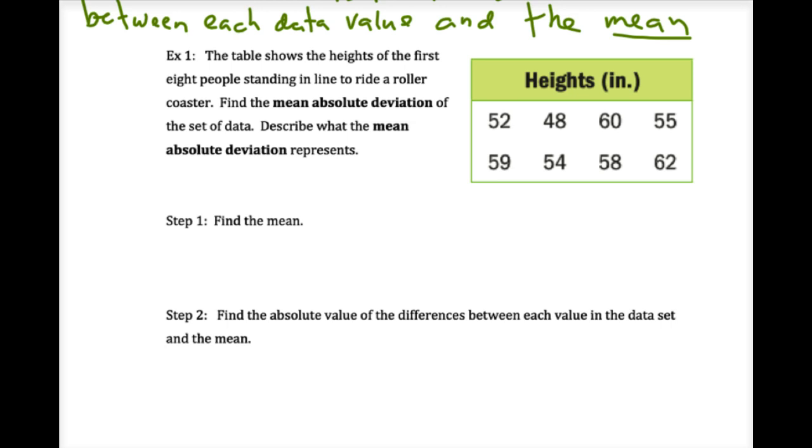The table shows the heights of the first 8 people standing in line to ride a roller coaster. We're going to find the mean absolute deviation for this set of data, and then we're going to describe what it actually means. I had to look up what does it mean? That's what you guys always want to know is, why do we have to do this? What does it mean? All right, here's how we do this.